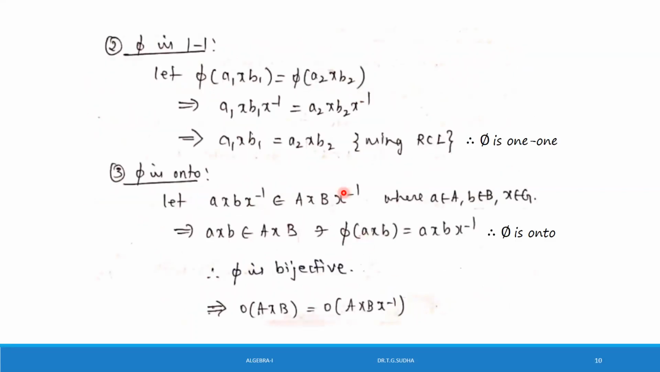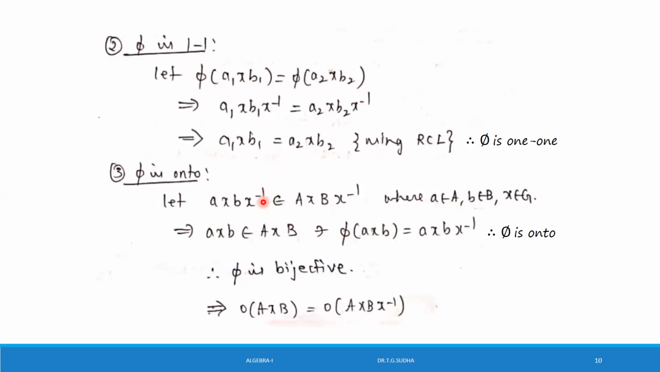Now let us prove that phi is 1, 1. Let us take the images of two elements equal. That is phi of a1 x b1 is equal to phi of a2 x b2. So by the definition of phi, this is a1 x b1 x inverse is equal to a2 x b2 x inverse. Now by using the right cancellation law, we can cancel out x inverse from the right side and we will obtain a1 x b1 is equal to a2 x b2. Hence the images equal implies the elements are equal. Therefore, phi is 1, 1.